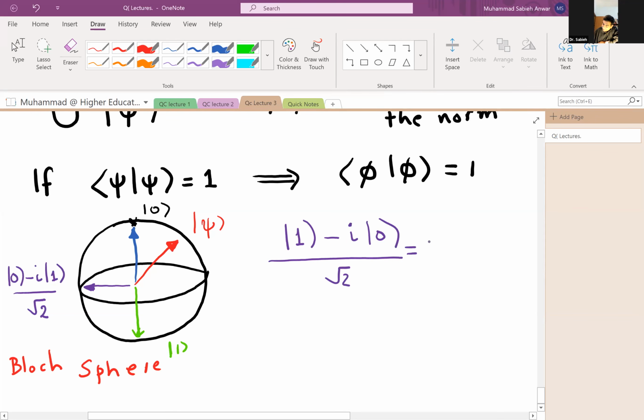So I can rewrite this as minus iota times ket 0 plus ket 1 over root 2. Now, can I take minus 1 common? Now this is my output state, right? This is the output state.